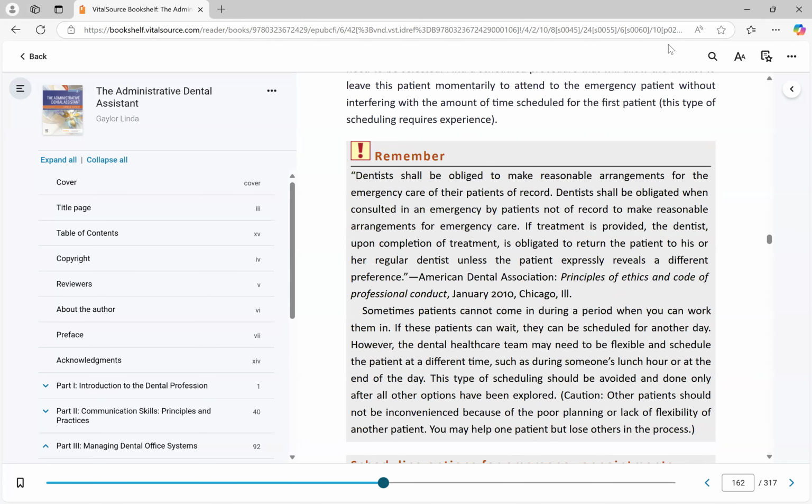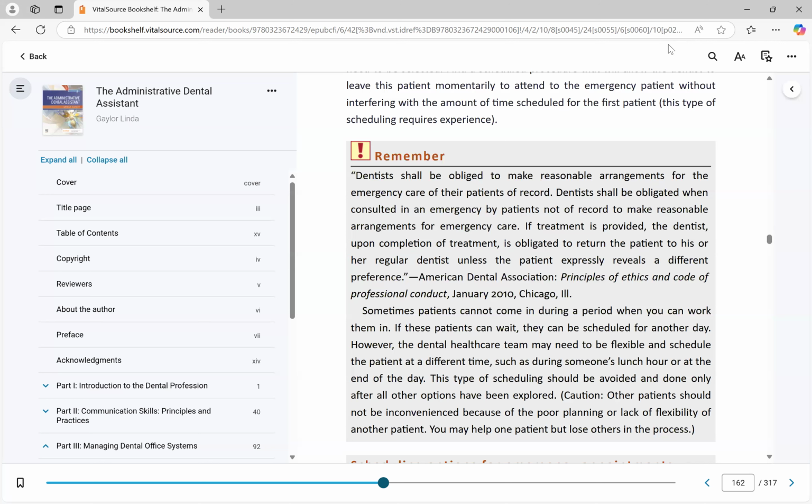Remember, dentists shall be obligated to make reasonable arrangements for the emergency care of their patients of record. Dentists shall be obligated when consulted in an emergency by patients not of record to make reasonable arrangements for emergency care. If treatment is provided, the dentist, upon completion of treatment, is obligated to return the patient to his or her regular dentist unless the patient expresses that they have a different preference.